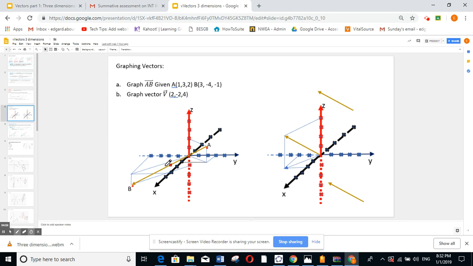Here I have only one unique vector because I want the vector with starting point A and terminal point B. However, in the second one, I have the vector 2, minus 2, 4. So you can start from the origin.